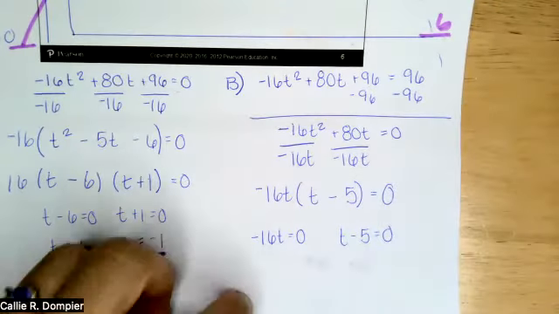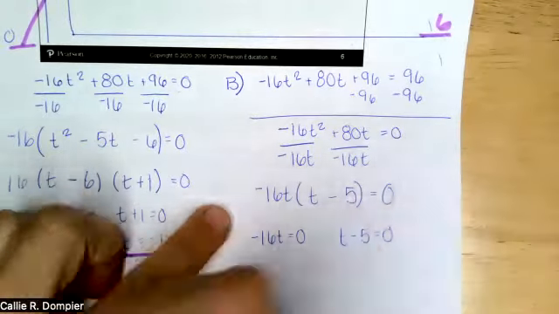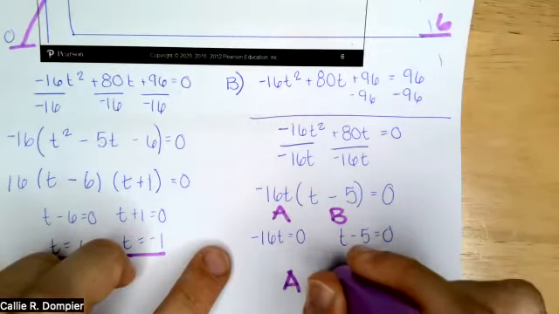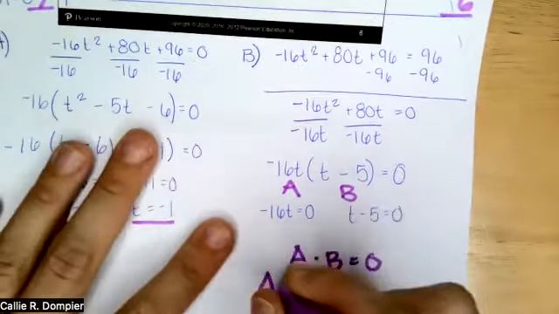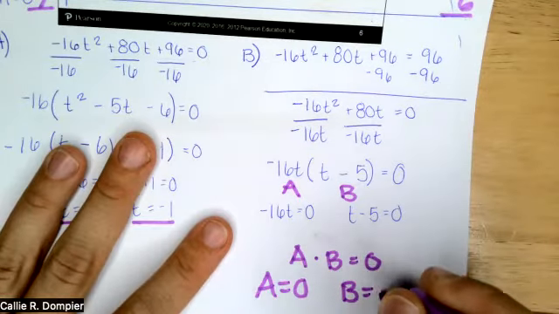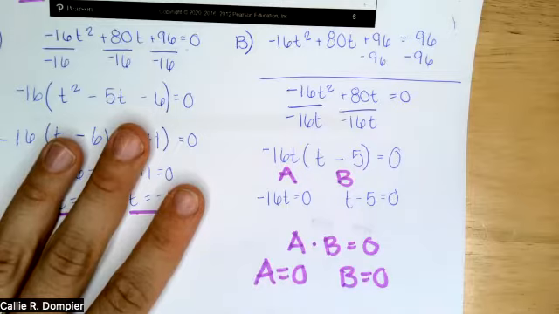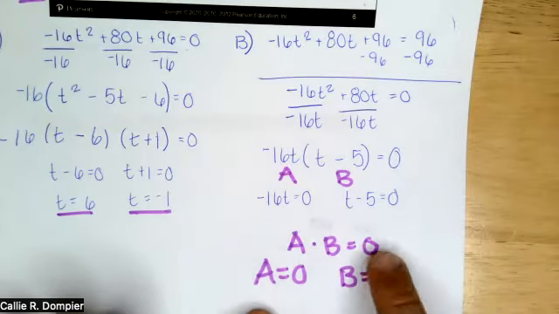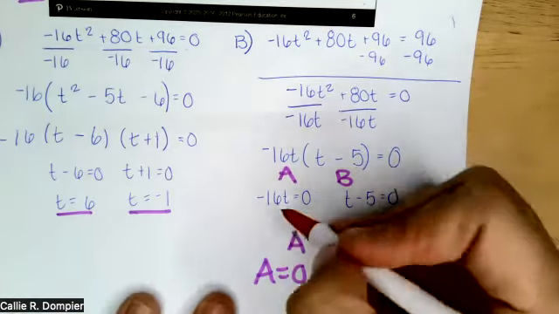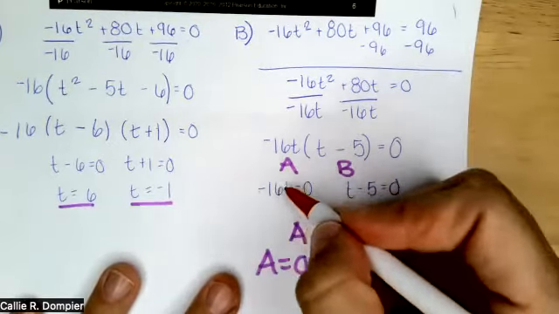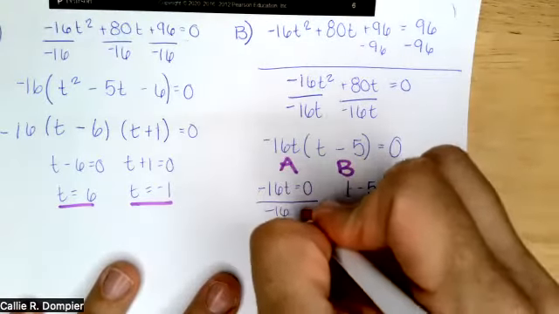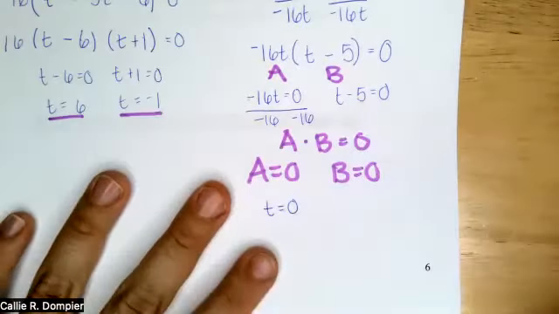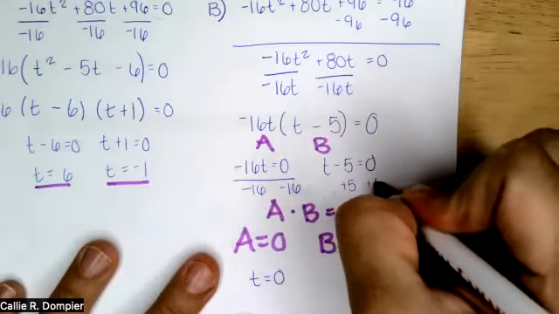Because remember, the reason factoring works is because this is a, and this term is b. If a times b equals 0, I can say that a is 0, or I can say b is 0. Even if my a doesn't have a plus or a minus, it's still being multiplied by b. If I multiply them together, they're 0. We can assume that they both could be 0. So here, negative 16t equals 0, divide by negative 16, divide by negative 16. 0 divided by negative 16 is just 0. Here, I'll add 5 to both sides.